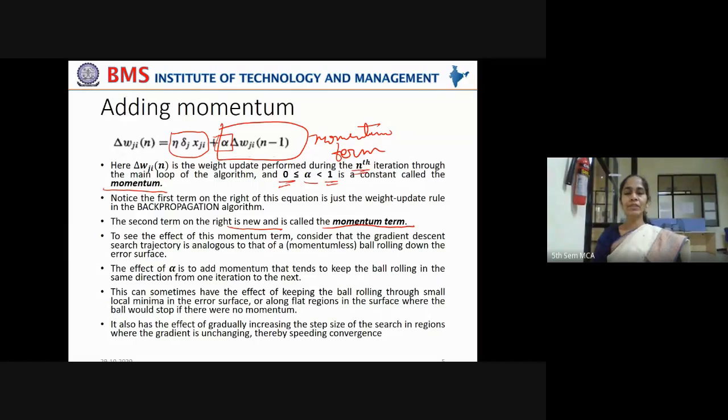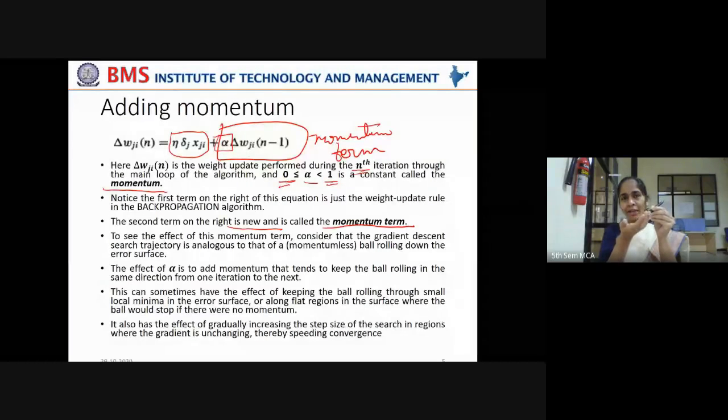To see the effect of this momentum term, consider that the gradient descent search trajectory is analogous to that of a ball rolling down the error surface. This is our error surface. Initially, the error will be very high. Slowly, it rolls down. Slowly, the model learns better and better, and it reaches a point, the foot of the mountain, the minimum point of the error surface, where the prediction error is very low, almost accurate predictions it can make at this point, right?